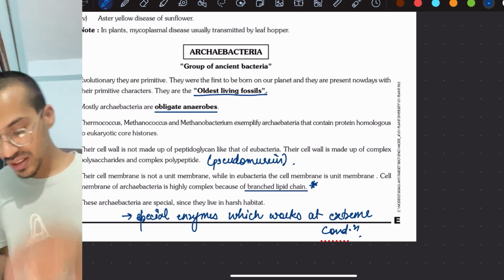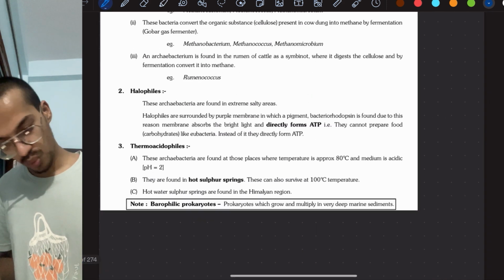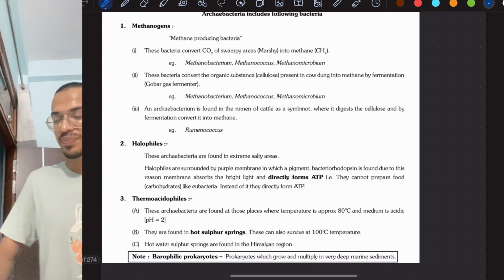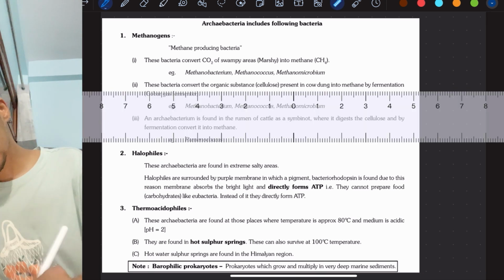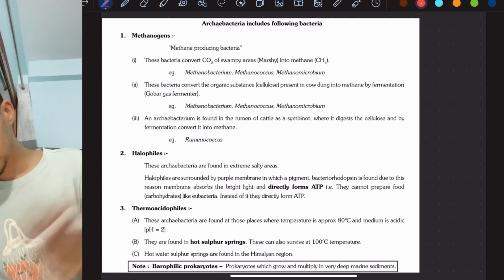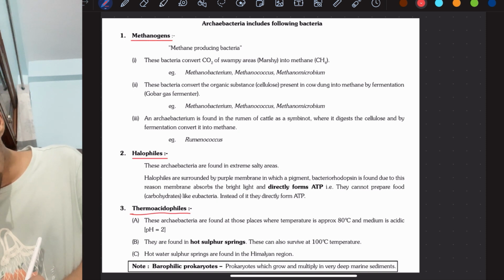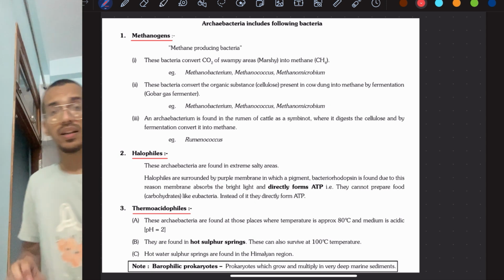Okay, so let's see what the three types of this are, and that will be the end of our topics. So that is where Archaebacteria can be present. We have methanogens, halophiles, and thermoacidophiles. Okay, what are these? Let's see.